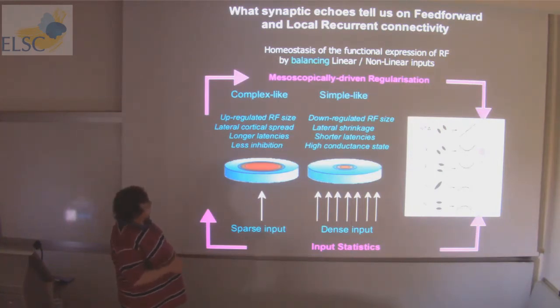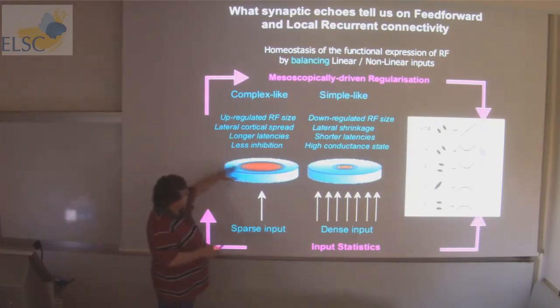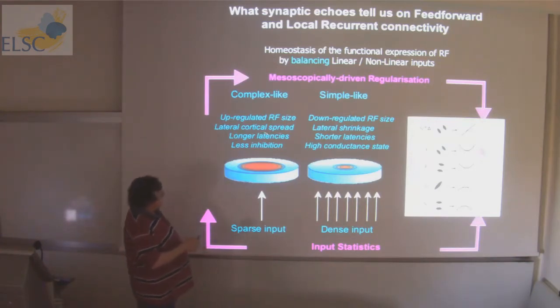I just try to convince you of the strength with which we demonstrate a kind of homeostasis in the functional expression of receptive field by maintaining constant the balance between linear and nonlinear input. We interpret these changes as mesoscopic network regularization. So the idea is that for complex-like receptive field, the use of sparse input is due to a kind of upregulation of the receptive field size, which may be due to a much more efficient lateral propagation. We observe longer latency and less inhibition.